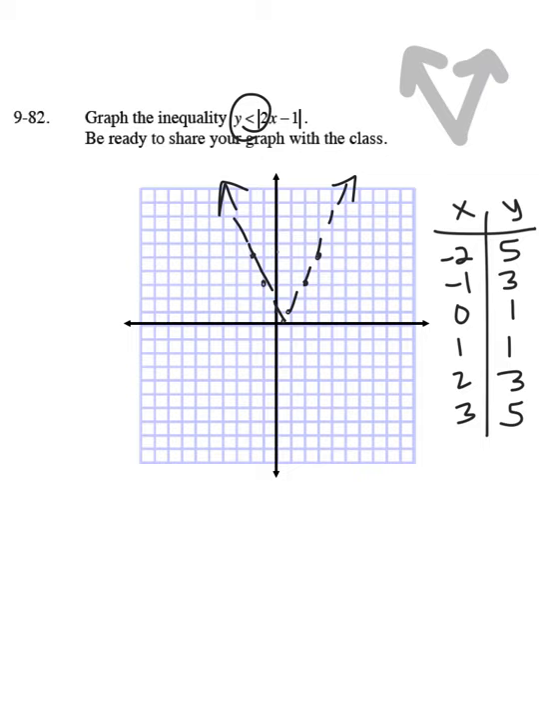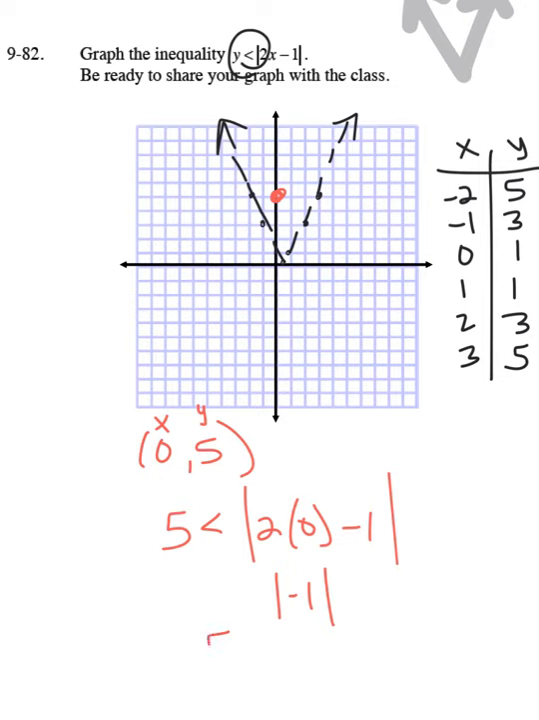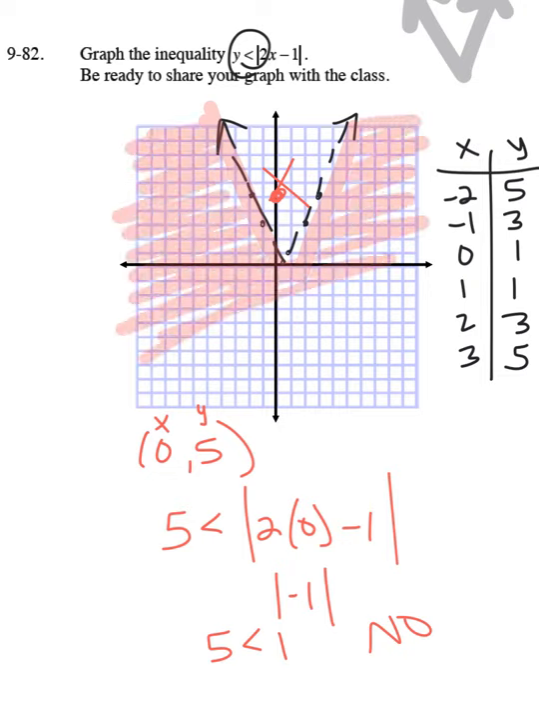Let's try this coordinate, which is 0, 5. Oh, I have that backwards. The x-coordinate is 0 and the y-coordinate is 5, so we have 5 less than the absolute value of 2 times 0 minus 1. So that would give us the absolute value of -1, which is +1. And we're wondering, is 5 less than 1? No. So inside the absolute value is wrong. We won't shade that, and we will instead shade or highlight all coordinates outside of this V shape, which are coordinates that would make this inequality true.